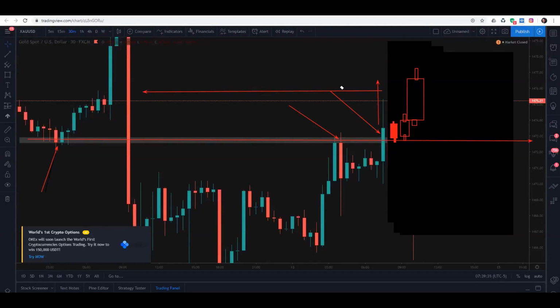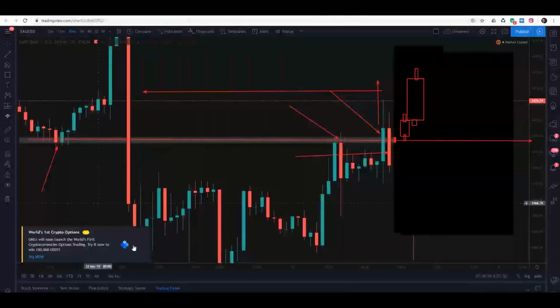We're just going to wait to see what happens. And then we had the candle that kind of broke back down. So once this candle broke back down, I turned around and said, okay, well, this seems like that move up was a fake out.